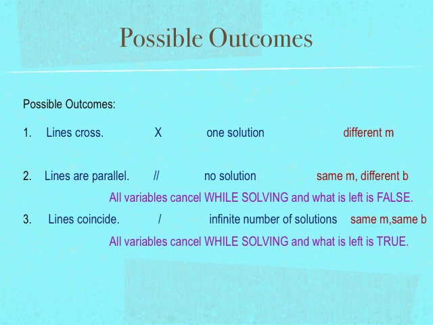If all your variables cancel while you're solving, again, not while you're checking, while you're solving, and what's left is true, that means that you have an infinite number of solutions. What's going on behind the scenes is coinciding lines, but you probably won't recognize them as coinciding lines since you're not graphing them. So just know if all your variables cancel, you'll either have no solution or infinite number of solutions. It just depends on whether you have a true statement or a false statement. So let's look at some examples.